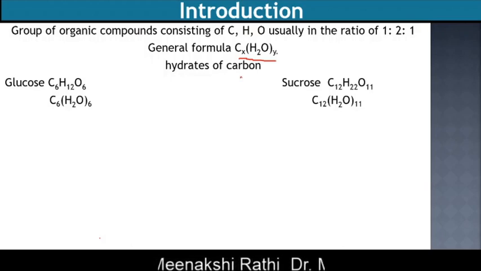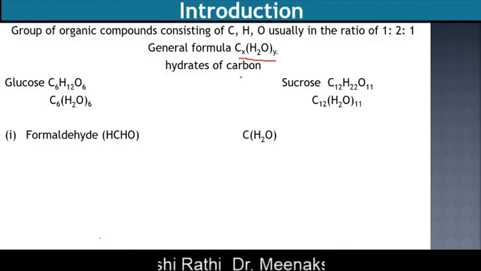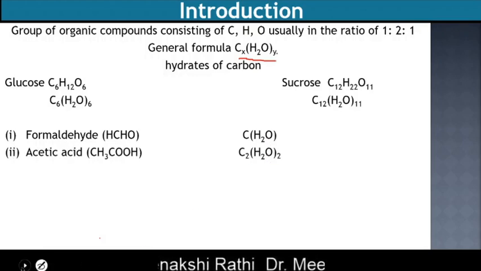See the other examples. Now formaldehyde. We know formaldehyde is an aldehyde, it's not a carbohydrate. Its molecular formula is HCHO, and we can write this in the hydrates of carbon form like C(H2O). Another example is acetic acid. Acetic acid is a carboxylic acid, CH3COOH. This formula we can again write in the form C2(H2O)2, in the form of hydrates of carbon.